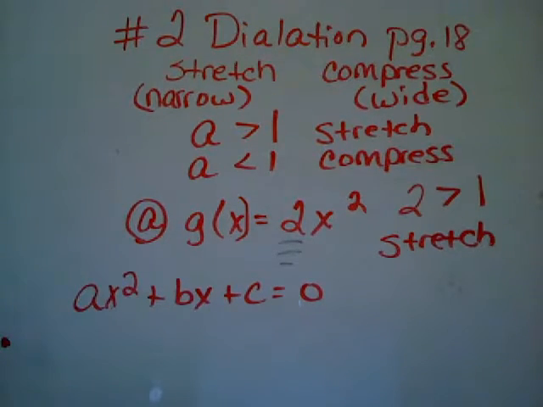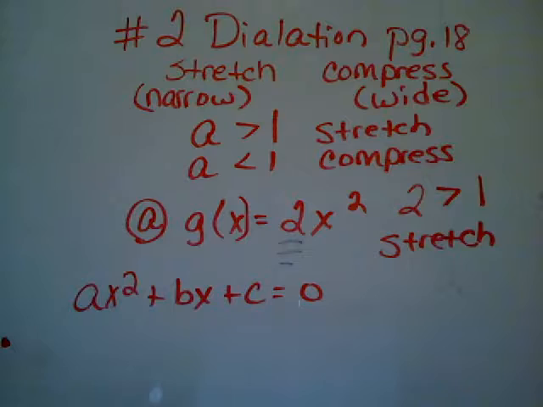Okay, now if you'll turn to page 18 in your chapter 9 master resources, you'll see the second type of transformation that we're going to talk about, and it is called dilation. Dilation either makes our parabola more narrow or wider. If you think about a rubber band, if you stretch it, it becomes narrower, and if you let it go or compress it, it becomes wider.